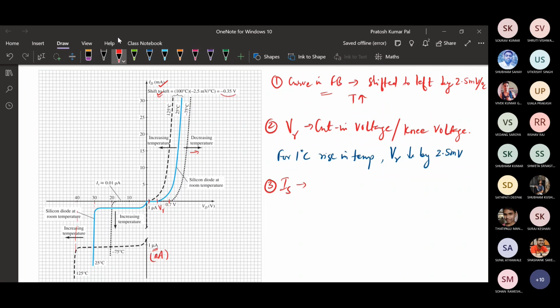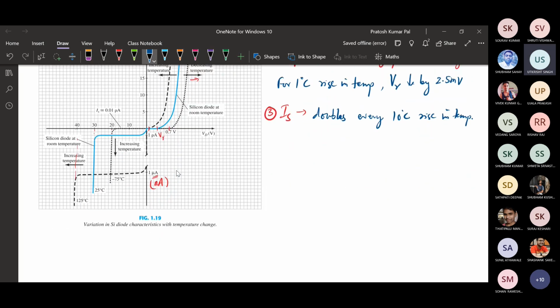The effect on reverse saturation current is that it doubles every 10 degrees centigrade rise in temperature. That means if we increase the temperature by 10 degrees centigrade, IS will be doubled. Okay, so this is the effect on the reverse saturation current.